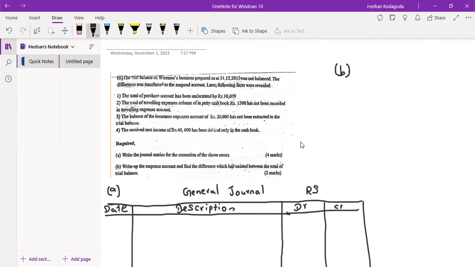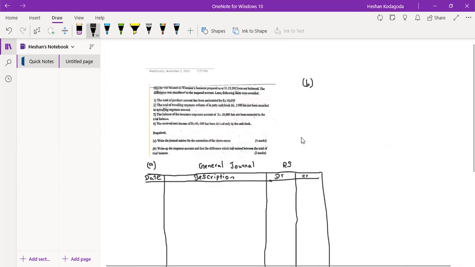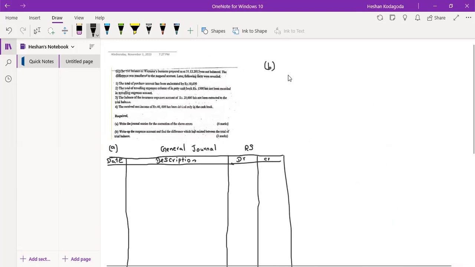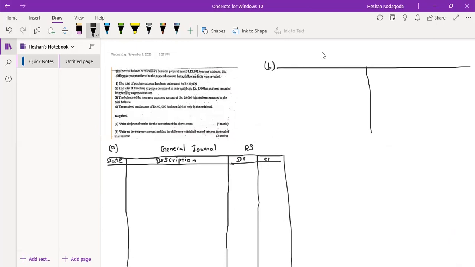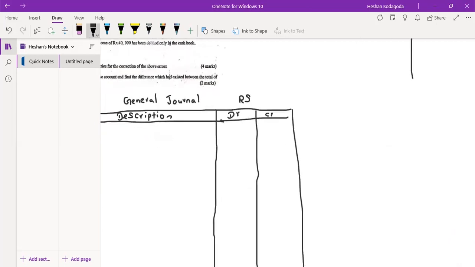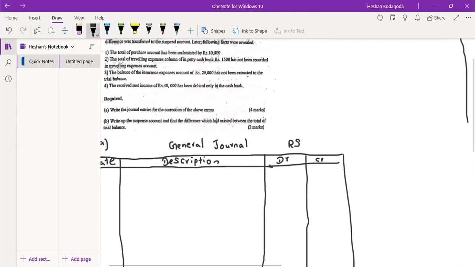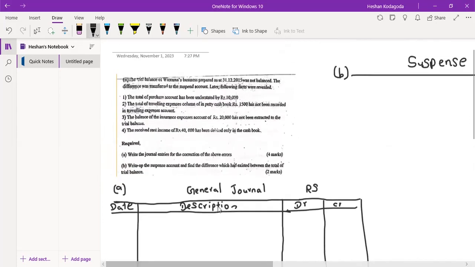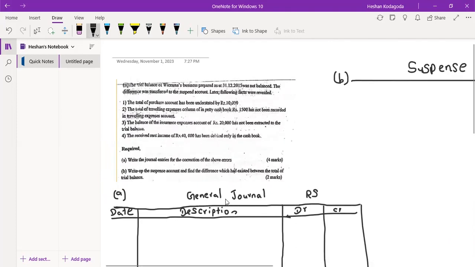When it comes to B, what is the requirement? We need to draw the suspense account. So this is the suspense account. Now in here, we don't know the trial balance difference. Okay. So since we don't know the trial balance difference, what we need to do, we need to keep the first line in both sides, debit and credit. Whether the trial balance difference can be debit or credit, we don't care.